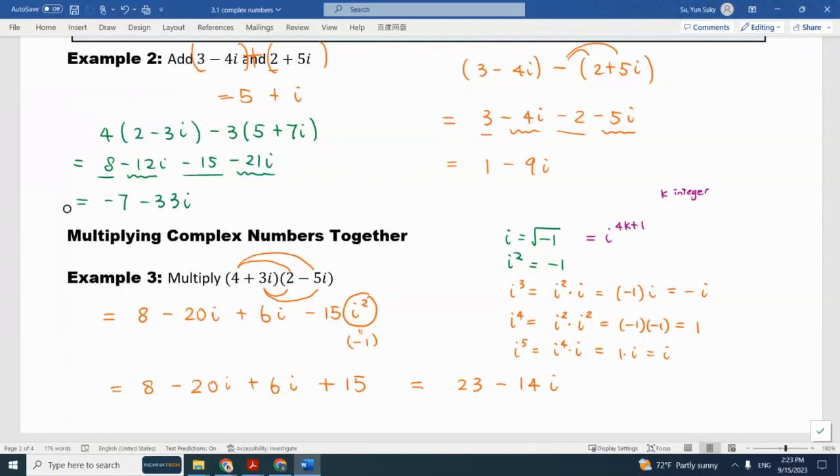And then for the second one, i to the 4k plus 2 equals minus 1. And i to the 4k plus 3 equals minus i. And i to the 4k, you don't need to put plus 4, because 4k and 4k plus 4 are kind of the same thing. You just let k be any integer.